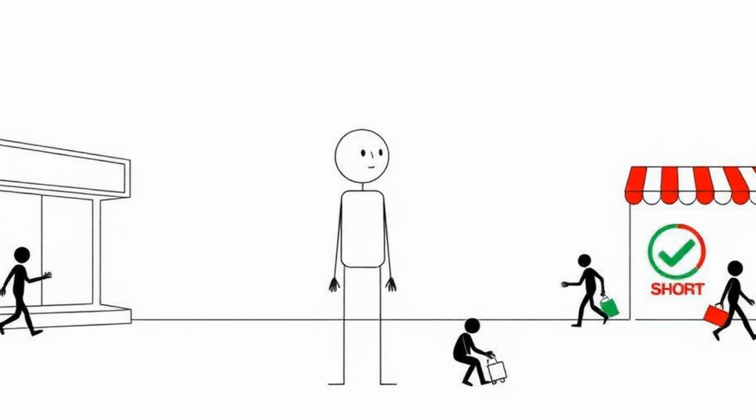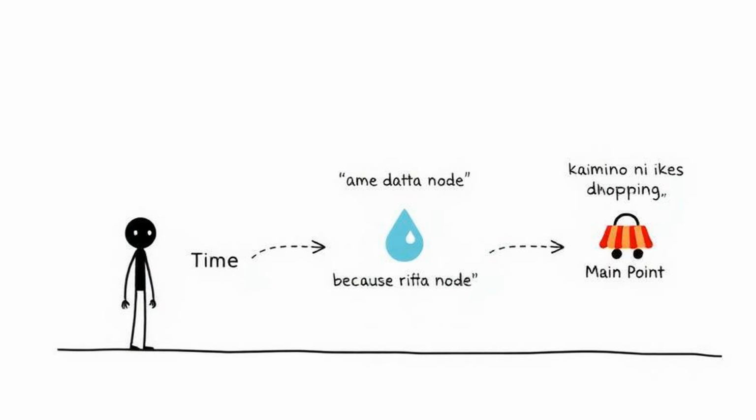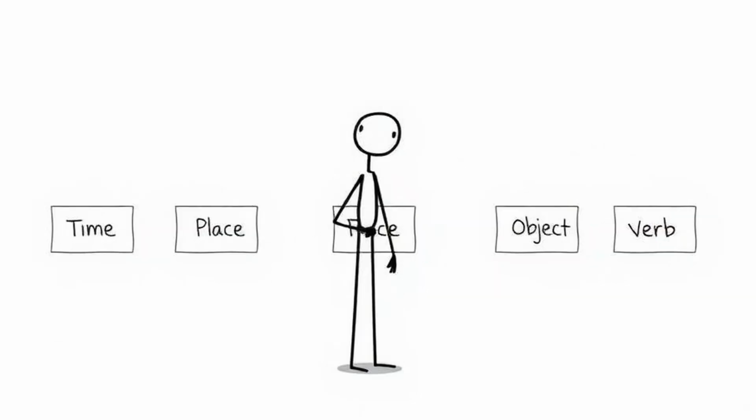Let's construct another example from the ground up. Suppose the core action is, I couldn't go shopping. The English zoom-out mind might state that immediately. The Japanese zoom-in mind first asks, what is the context? The time, kino. The reason, atama ga itai node. Then the main point, kaimono ni ikemasen deshita.